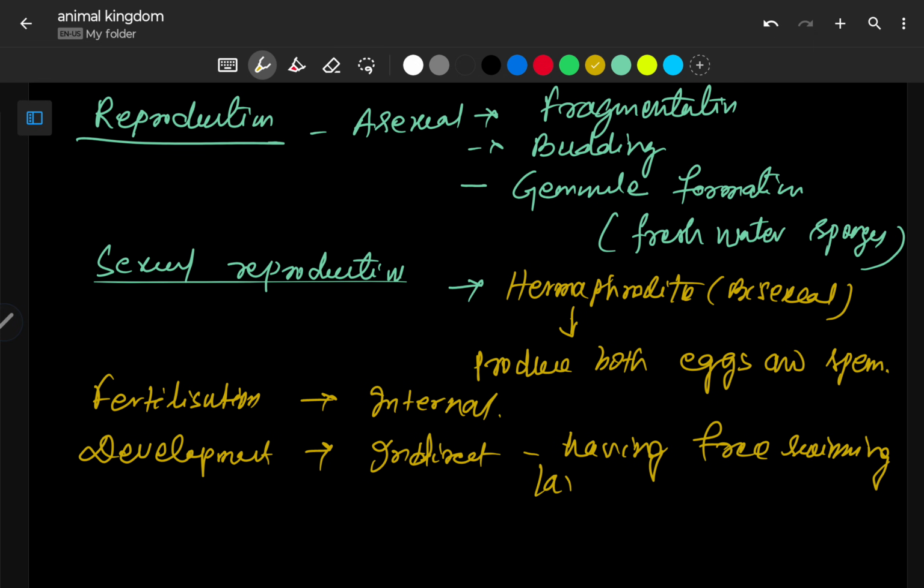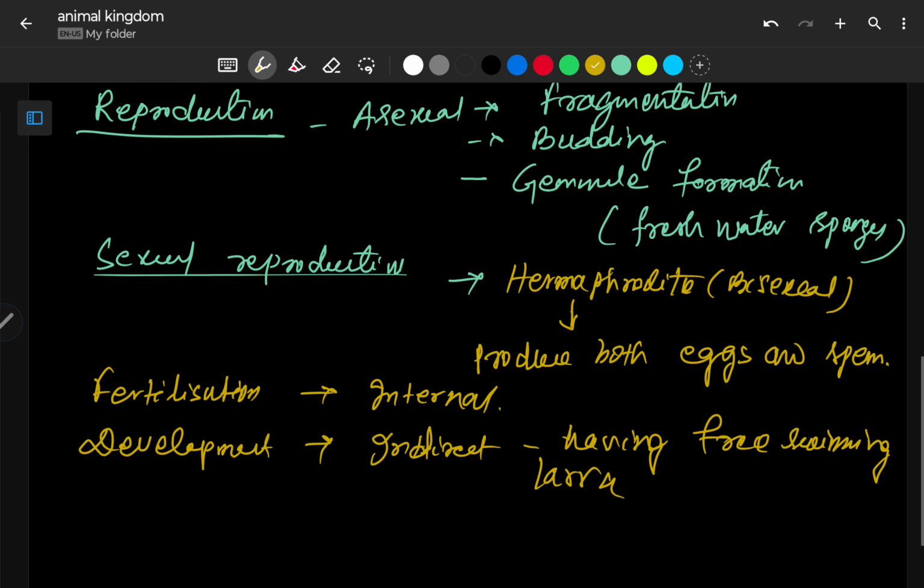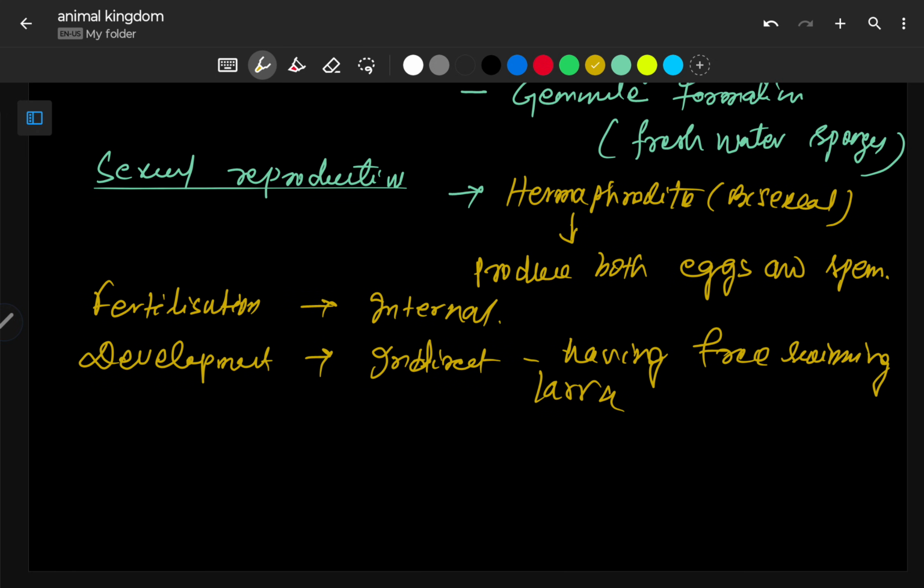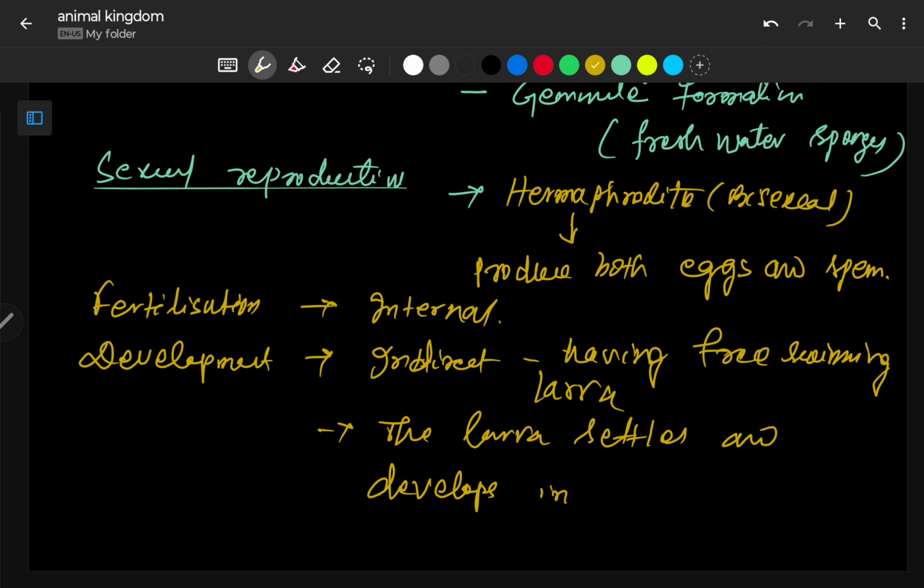larva. Okay, and when this larva settles, the larva initially swims in the water, and when it settles it develops into adult.